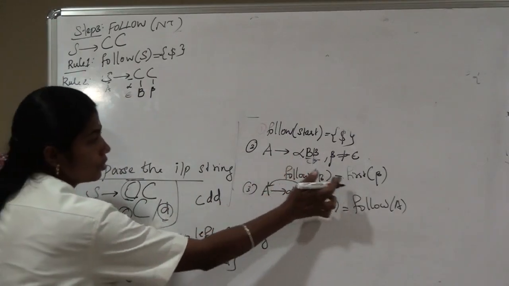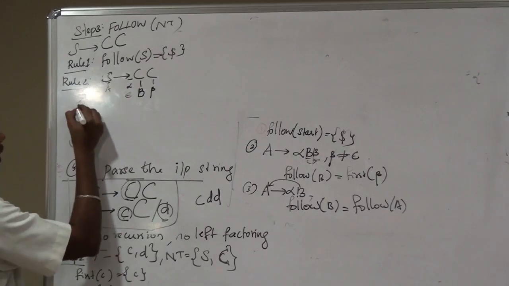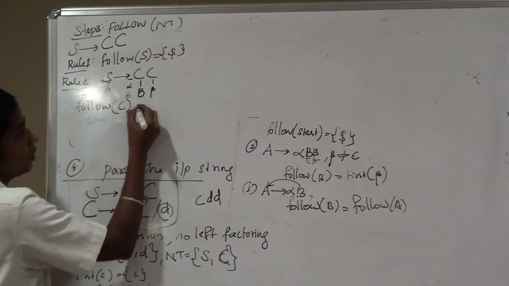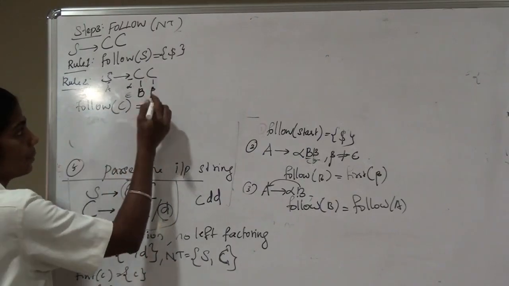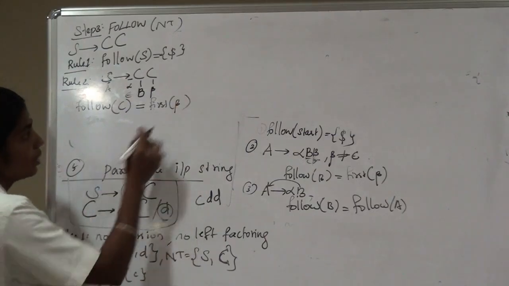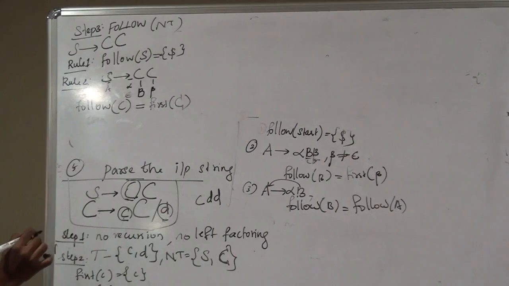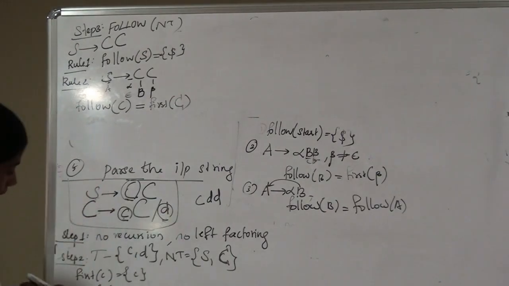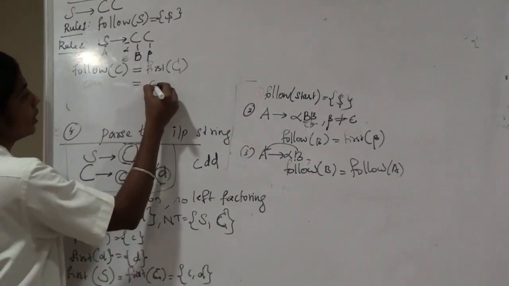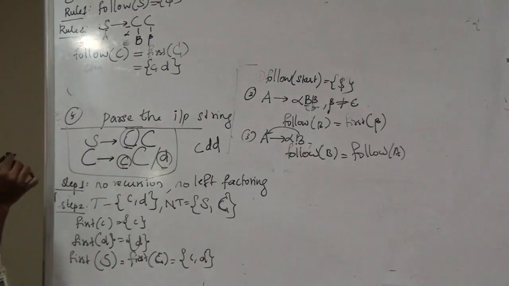So with this second rule, what is my rule? Follow of B equal to first of beta. Who is B here? It is capital C. So I have to write like this: follow of capital C equal to, who is beta here? Again capital C. So you write first of beta. Who is beta? Capital C. So what is capital C's first? First of capital C already we have found out, that is small c comma d. So C comma D. So follow of C is C comma D.